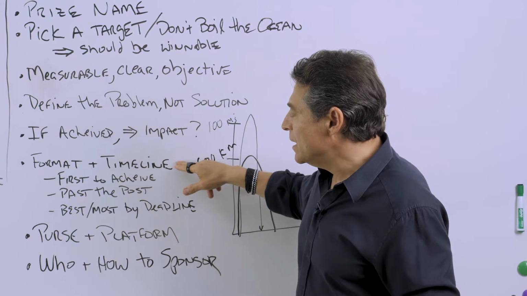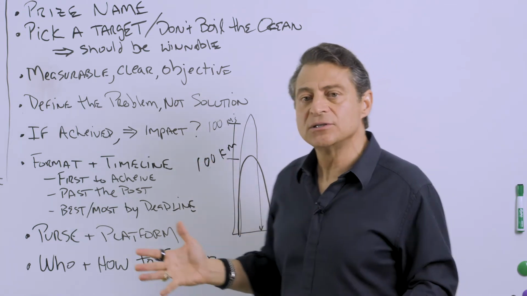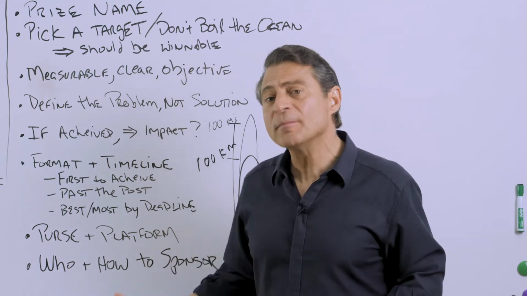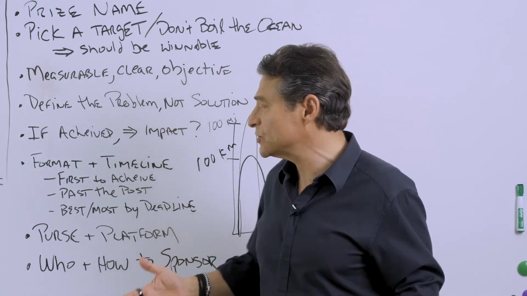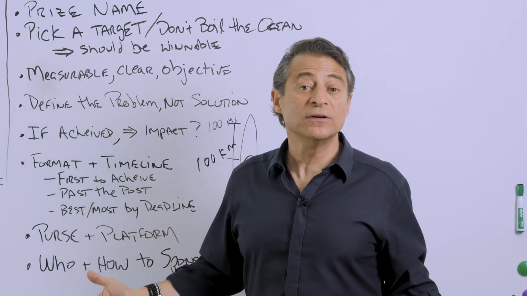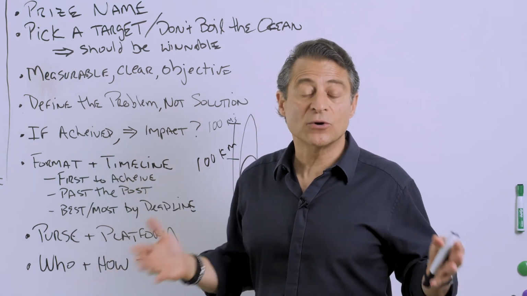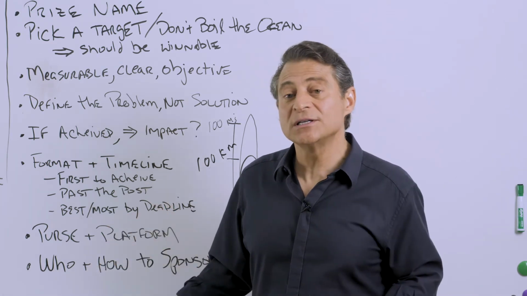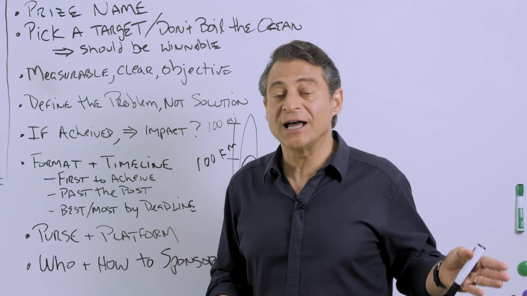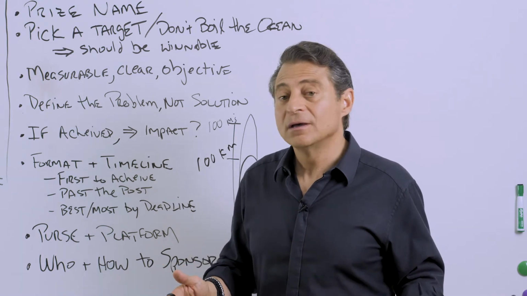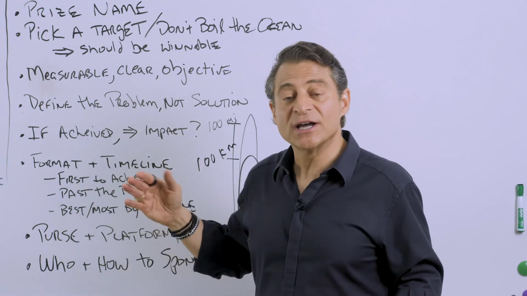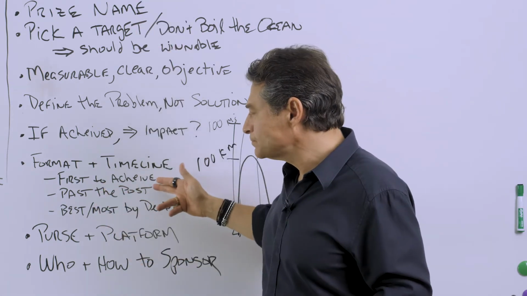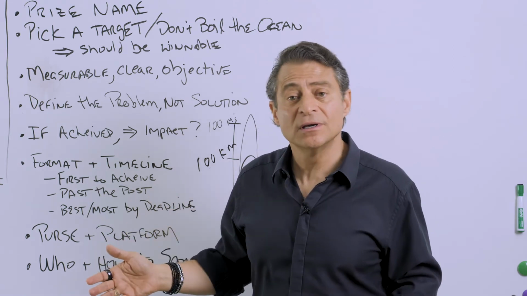All right. You're going to want in your prize to decide what is the format and the timeline. So there are different formats for prizes. You can look them up, do the research, but one is first to achieve. This was what the Orteig Prize and the Ansari XPRIZE were. Orteig Prize, the first person to fly between New York and Paris, either direction. And then, of course, the Ansari XPRIZE, the first person to get to 100 kilometers altitude. So that's one option.